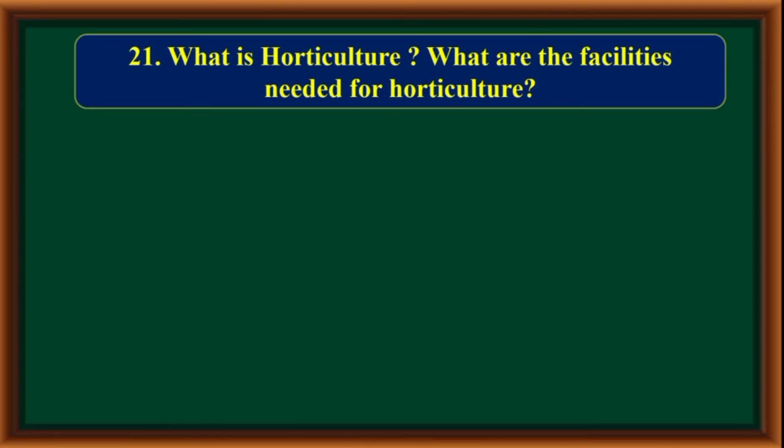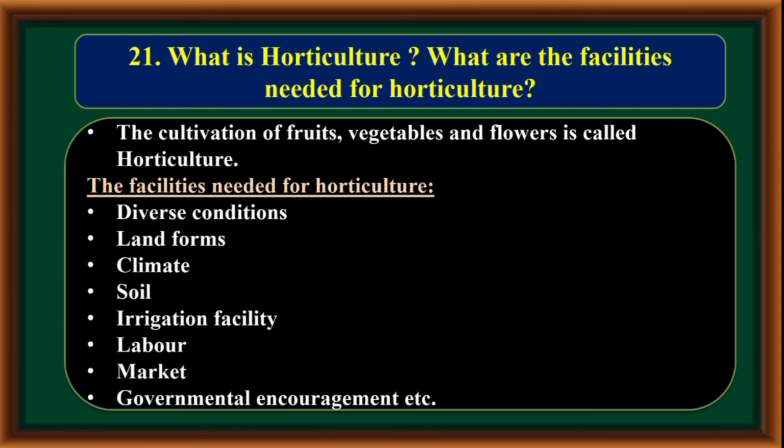What is horticulture? What are the facilities needed for horticulture? The cultivation of fruits, vegetables, and flowers is called horticulture. The facilities needed for horticulture are diverse conditions, landforms, climate, soil, irrigation facility, labor, market, governmental encouragement, etc.